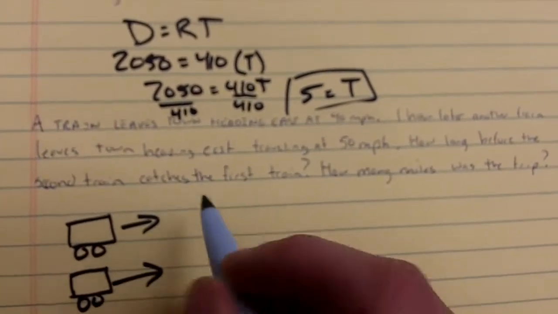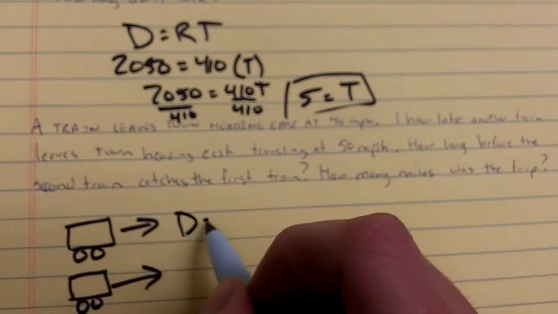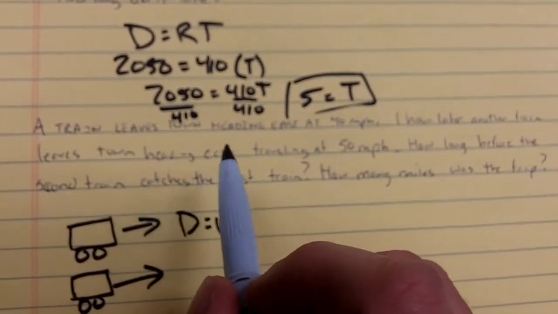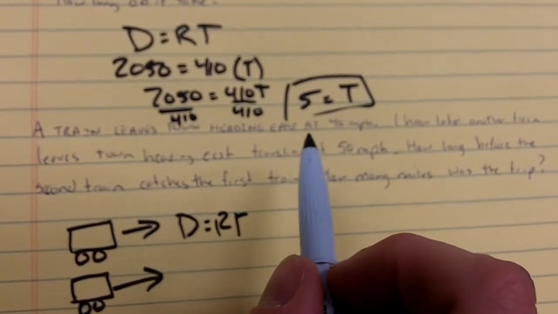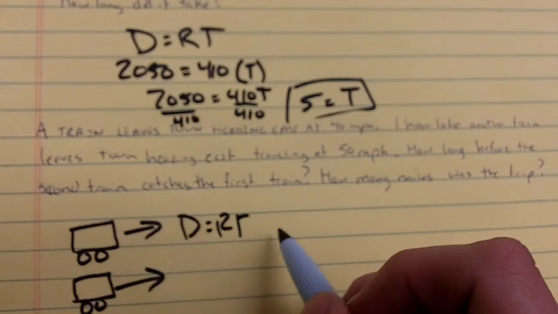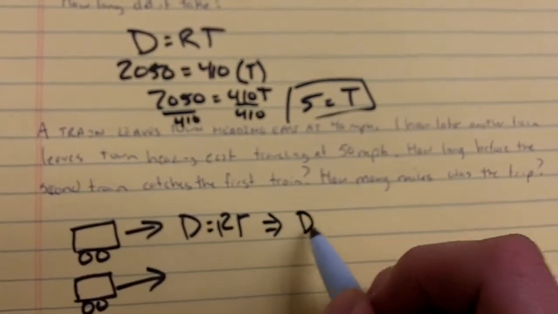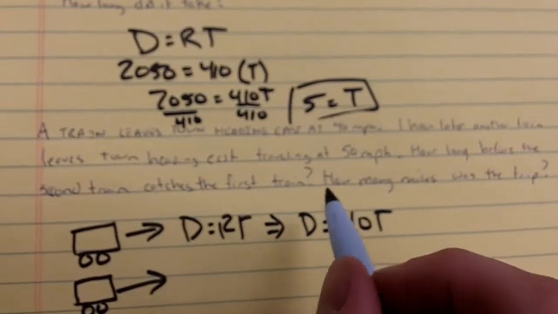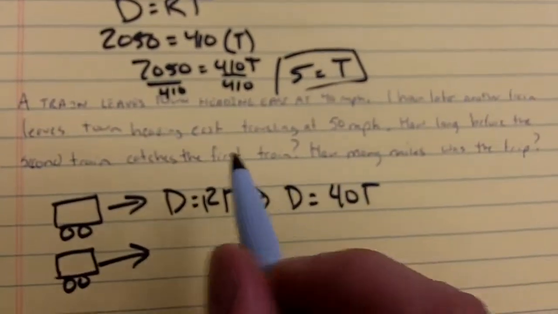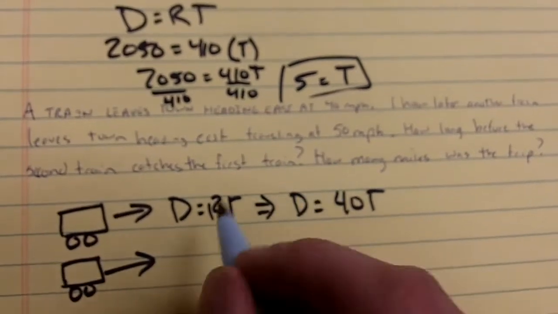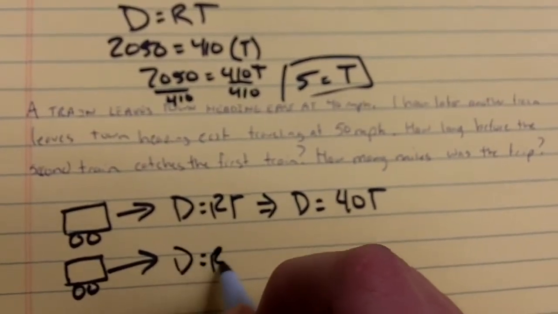So let's do a d equals rt for each one. Here's my first train, d equals rt. The train leaves town heading east at 40 miles per hour. That's the first train. What did it give me? It gave me 40 miles per hour. That's a rate. So my equation for this guy, distance equals 40 t, and that's all I know. Second train, 1 hour later, another train leaves town heading east, traveling at 50 miles per hour. Okay, we can get a d equals rt for this guy.